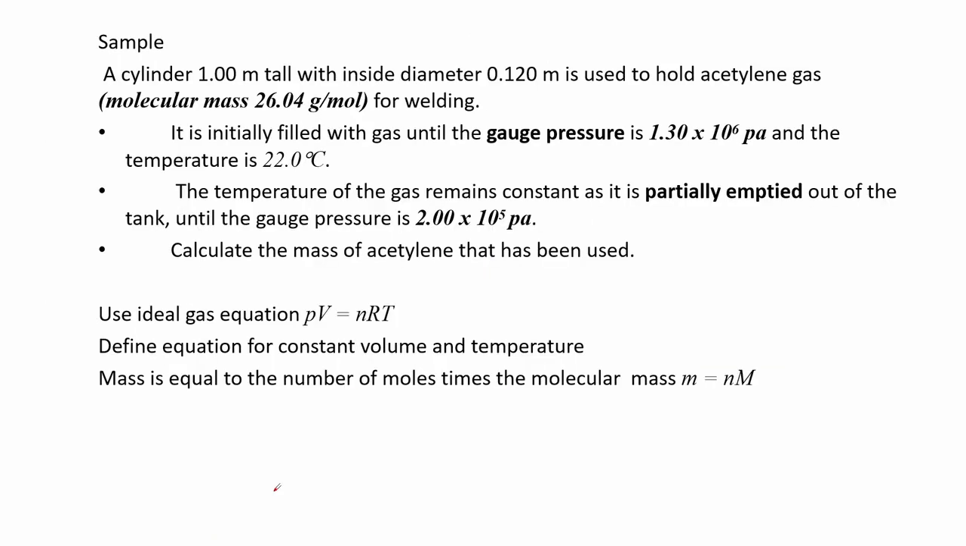Here we have an example. A cylinder 1 meter tall with inside diameter 0.12 meters is used to hold acetylene gas, molecular mass 26.04 grams per mole, for welding. It is initially filled with gas until the gauge pressure is 1.3 × 10^6 pascals and the temperature is 22 degrees Celsius. The temperature of the gas remains constant as it is partially emptied out of the tank, until the gauge pressure is 2 × 10^5 pascals. Calculate the mass of acetylene that has been used.